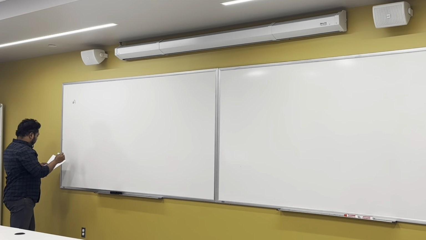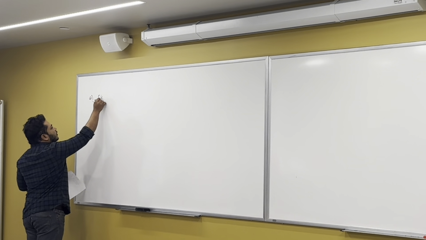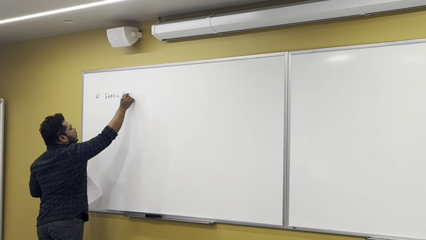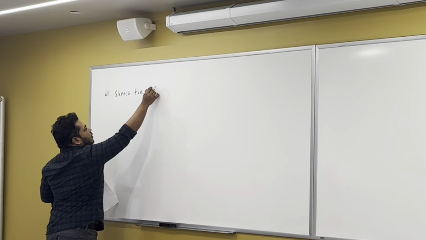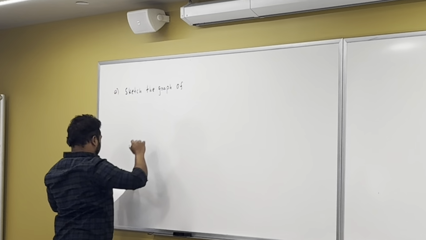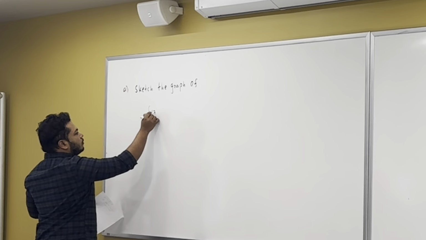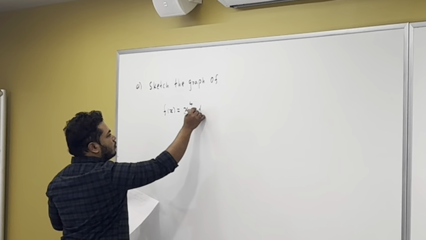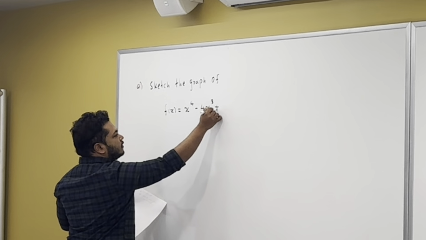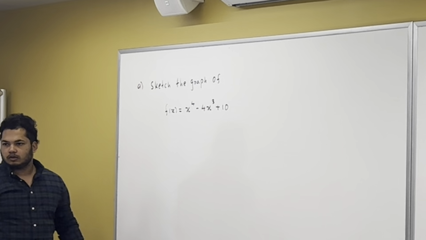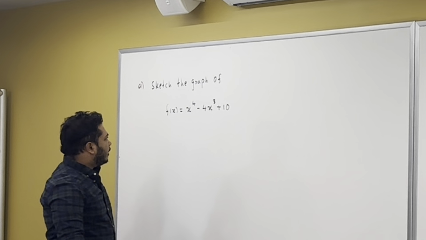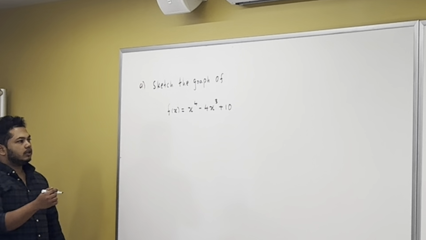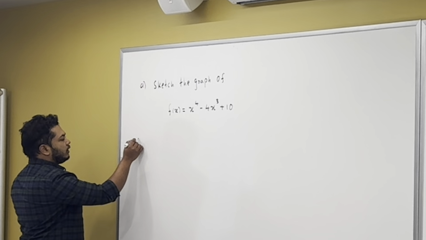Question number 1. Sketch the graph of this fourth order polynomial, okay? 4x cubed plus 10. So when I ask you to sketch the graph of this function, the idea is you have to think about finding extrema.